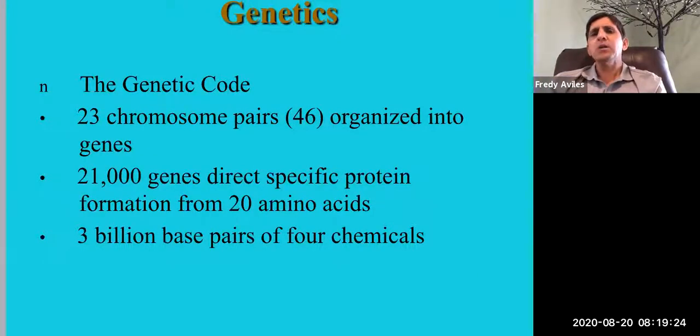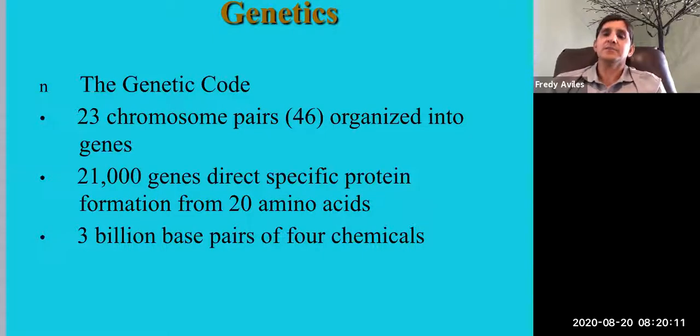A little bit about the genetic code. We have 23 pairs of chromosomes, so 46 individual chromosomes, and there are about 21,000 genes in the human genome that direct specific protein formation from 20 amino acids. And there are about 3 billion base pairs of these four chemicals. So if you think of DNA as a twisted ladder, and each step of the ladder is a pair of those chemicals, then in a human being you'll have about 3 billion steps to that ladder.